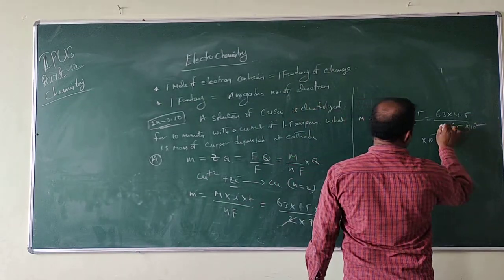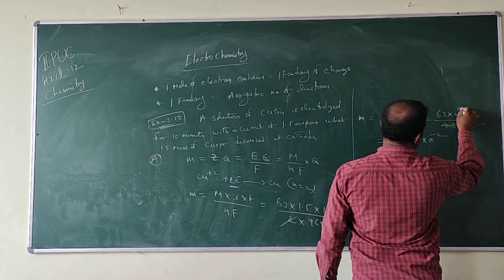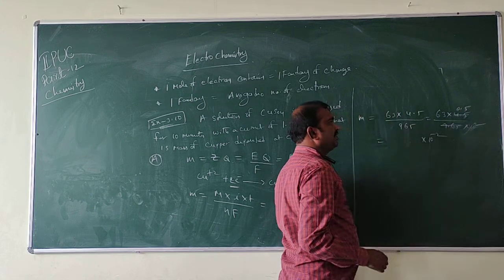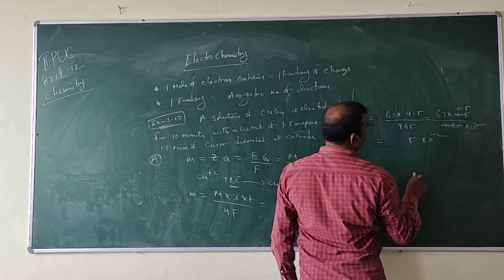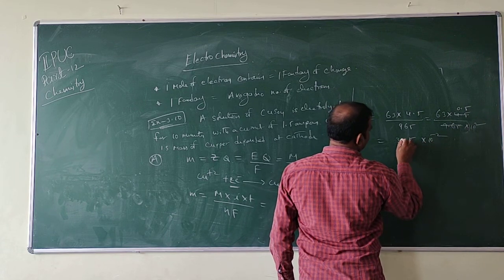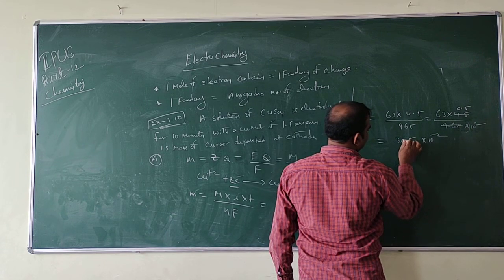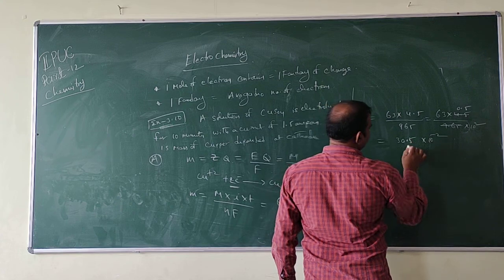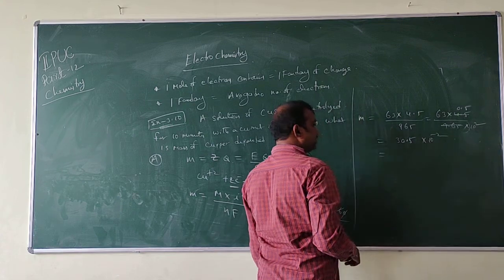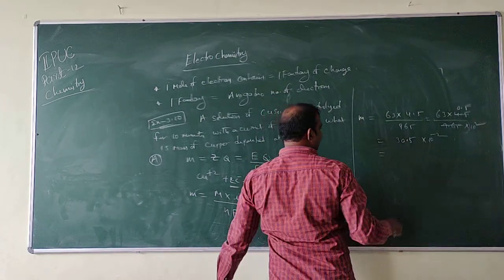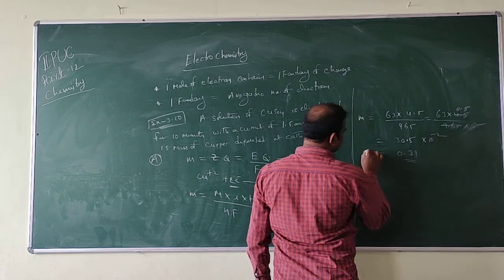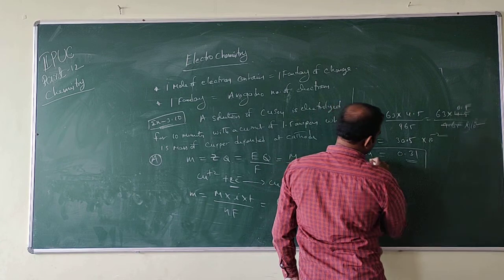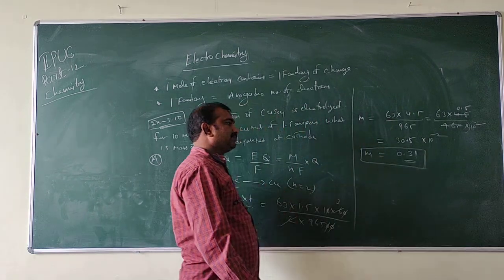So 9 5s are 45, so 0.5. Here 5 3s are 15. 6 5s are 30. So the point is there. By simplifying this, you get 30.5 into 10 power minus 4. So 0.31.